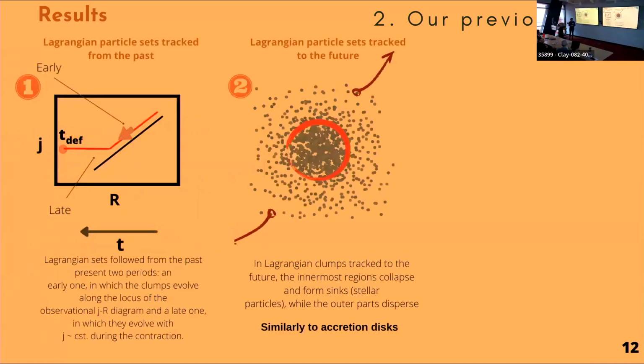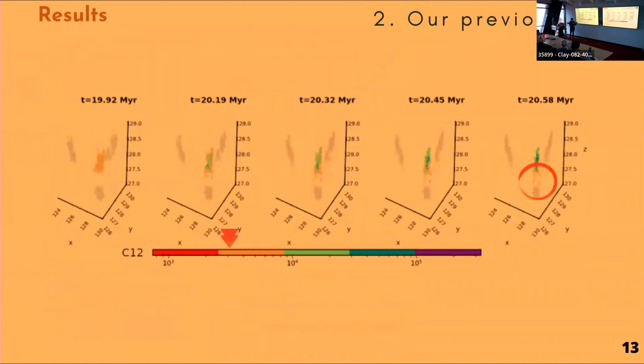In tracking Lagrangian sets to the future, again, we see how some particles in the periphery lower the density, take away the angular momentum from the cloud, and the rest of the material is able to collapse. This is very similar to what happens in an accretion disk, where the material that gains angular momentum moves out of the disk, and the material that loses angular momentum moves to the center.